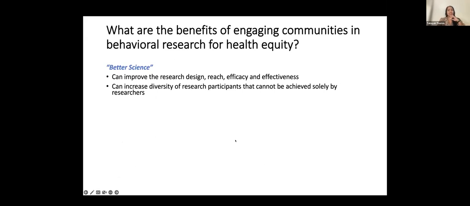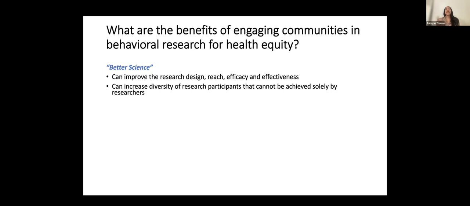So better science, I think we hinted on that a little bit. It improves the research design, the reach, the efficacy, and the effectiveness. It can also increase the diversity of research participants. I feel a lot of people are familiar with the lack of diverse clinical trials, right? And so in thinking about how often we are only going to communities to recruit them into clinical trials, that's going to be a problem. That's not encouraging people to participate in your research if they do not trust you.